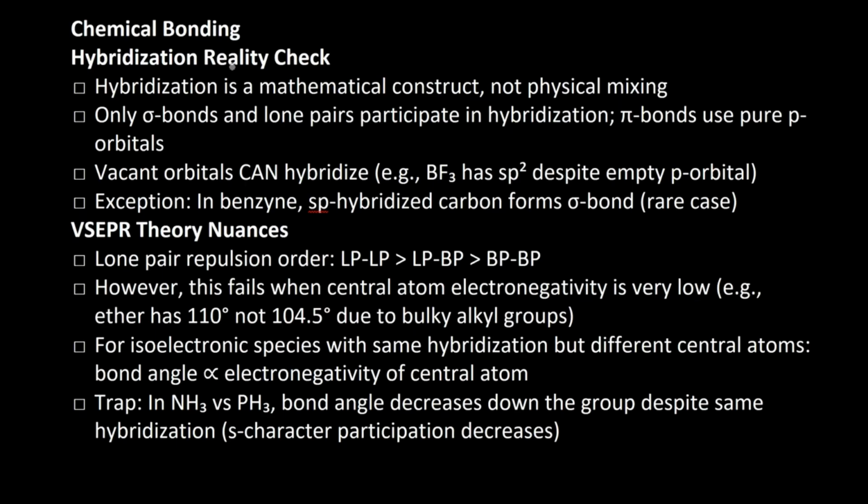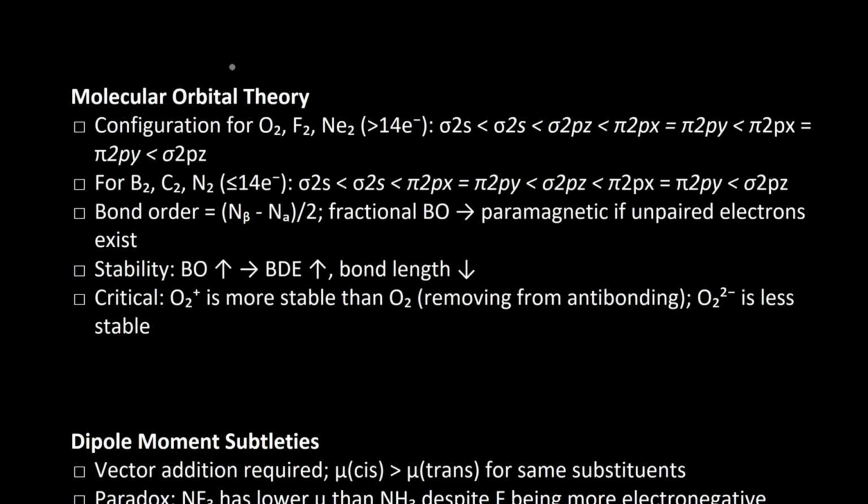So VSEPR, what are the structures we have that you just need to work upon? And then we have these repulsions: lone pair-lone pair, and lone pair-bond pair. And isoelectronic species with the same hybridization but different central atoms. The bond angle is directly proportional to the electronegativity of the atom. And in this point, NH3 and phosphine, if you compare, the bond angle decreases down the group despite the same hybridization. And molecular orbital theory, what is below 14 and after 14?